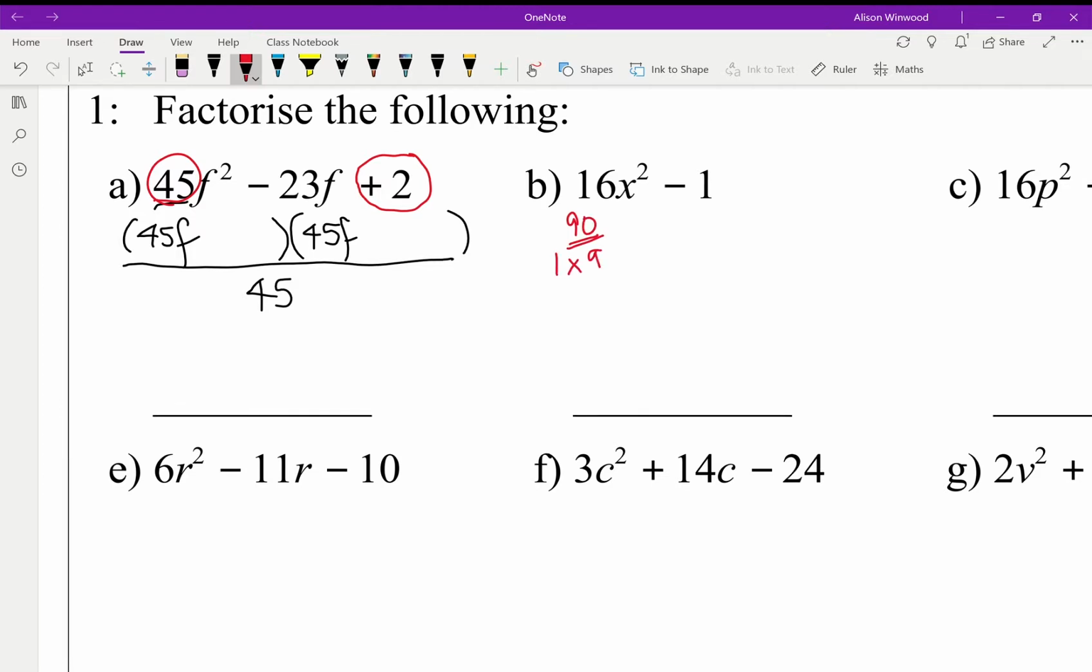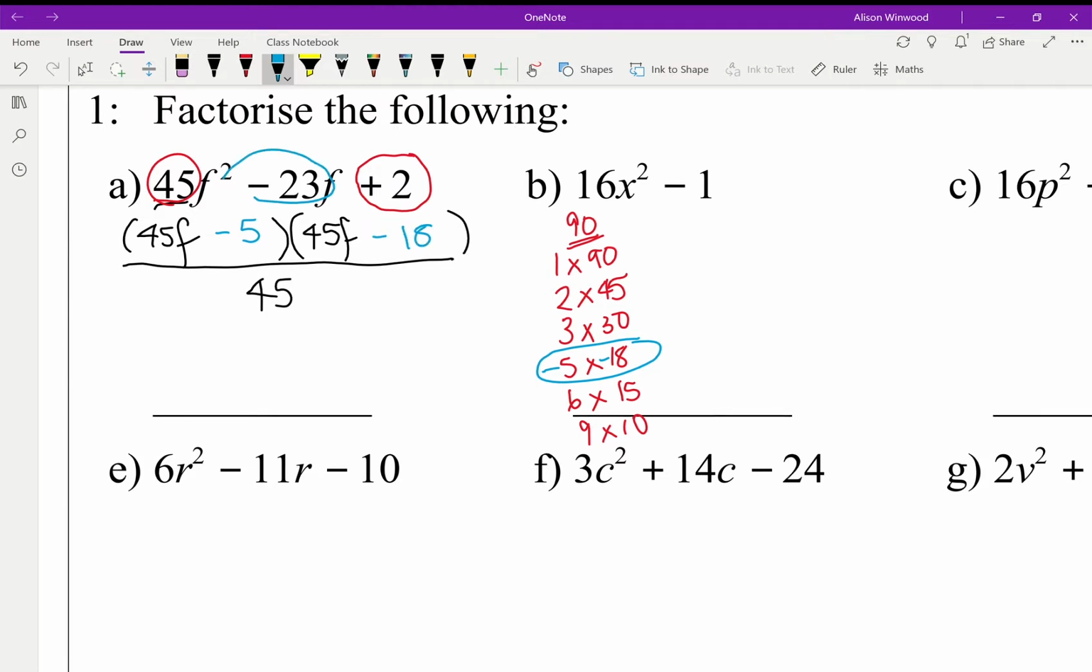So 1 times 90, 2 45s, 3 30s, 5 18s, 6 15s and 9 10s. Of those, -5 and -18 add up to -23. Now when I look at my first bracket, I see I've got a common factor of 5, which I'm going to pull out.